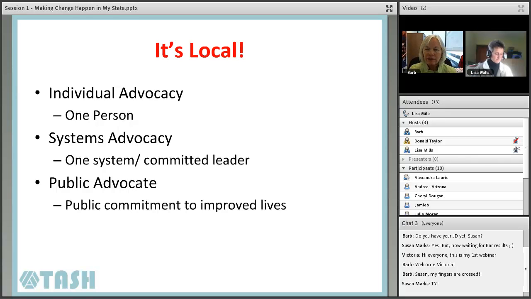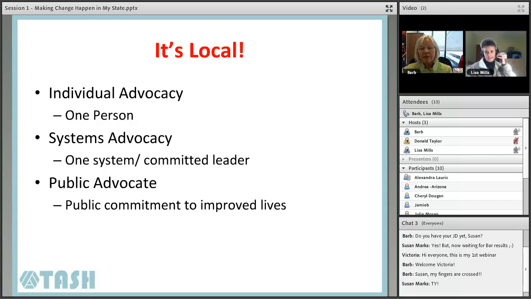So I wanted to share some important structures to think about when you're thinking about local advocacy. One is there are three real distinct levels of advocacy. You can advocate for one person, so that's individual advocacy, and a lot of us have done that in our lives. But if we're advocating for one person at a time, we're impacting one person at a time.